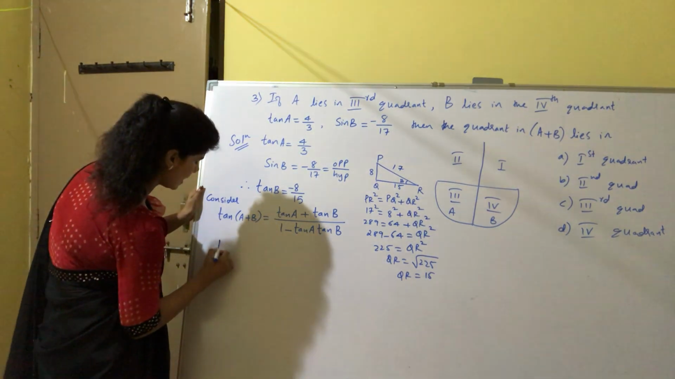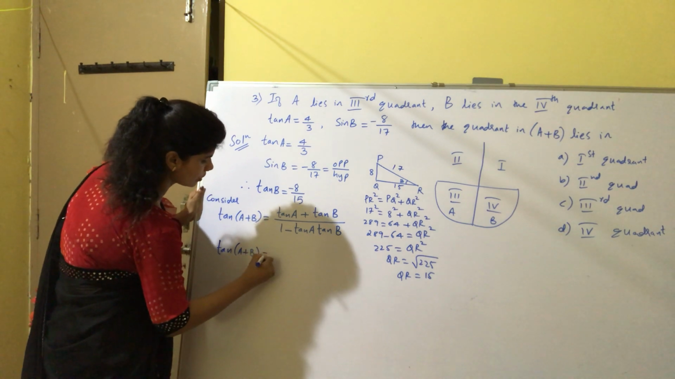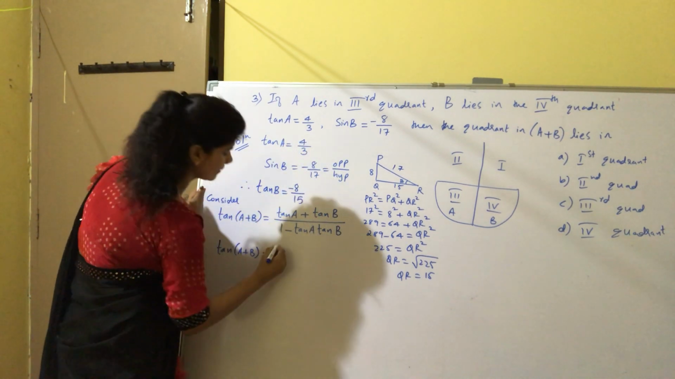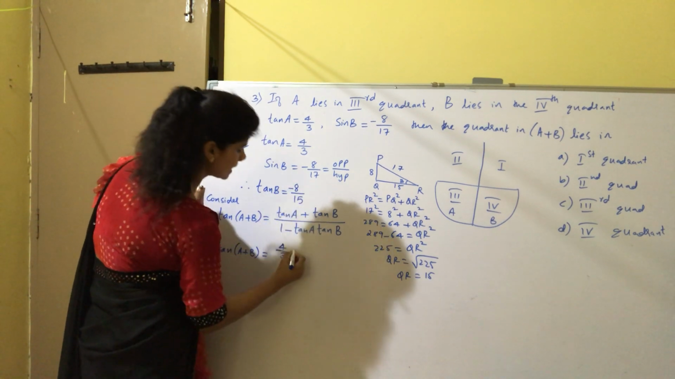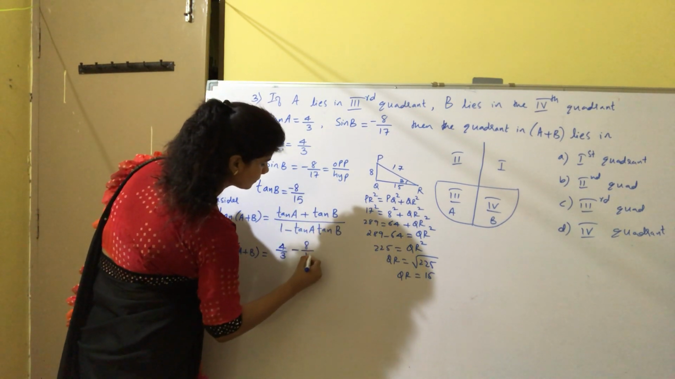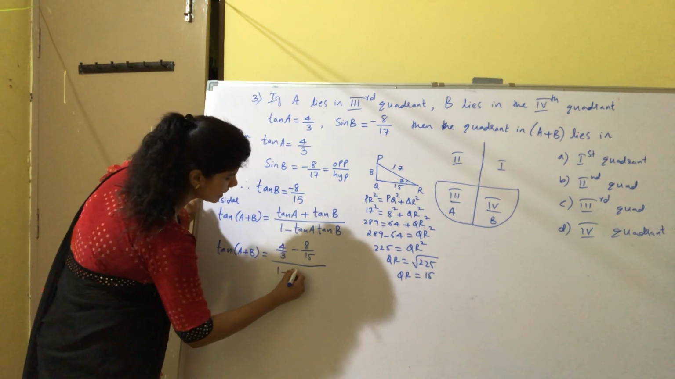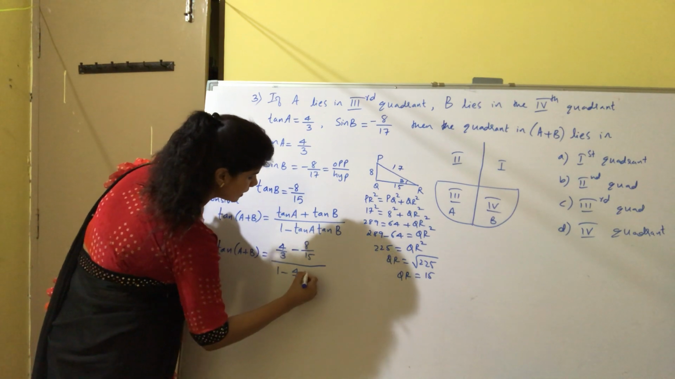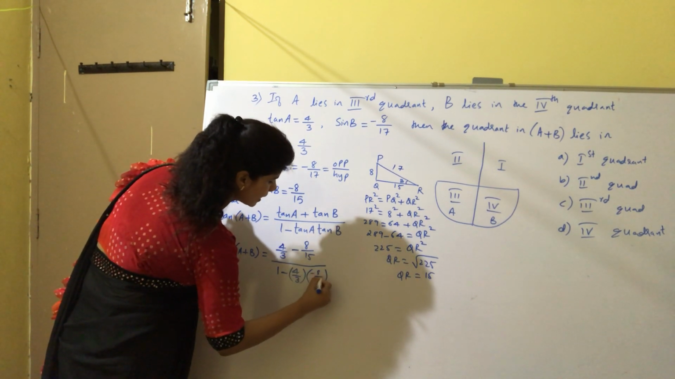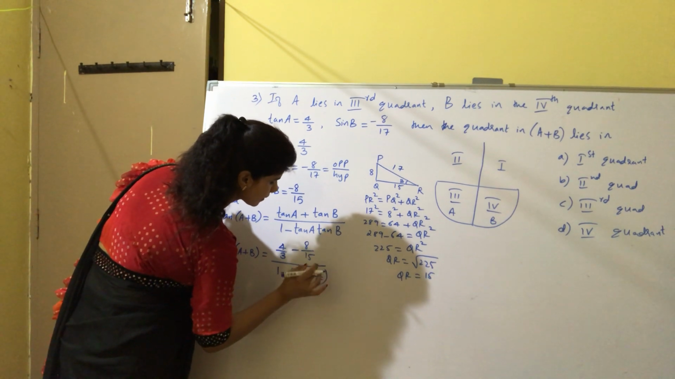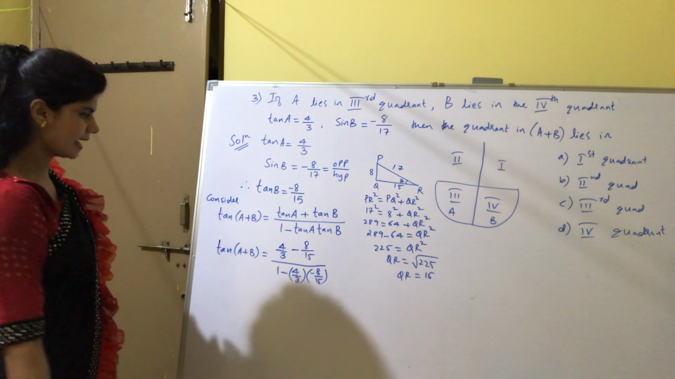Therefore, tan of A plus B is equal to tan A, which is 4 by 3 as given, plus tan B, which is minus 8 by 15, and 1 minus tan A, which is 4 by 3, into tan B, which is minus 8 by 15. So simplify carefully now.